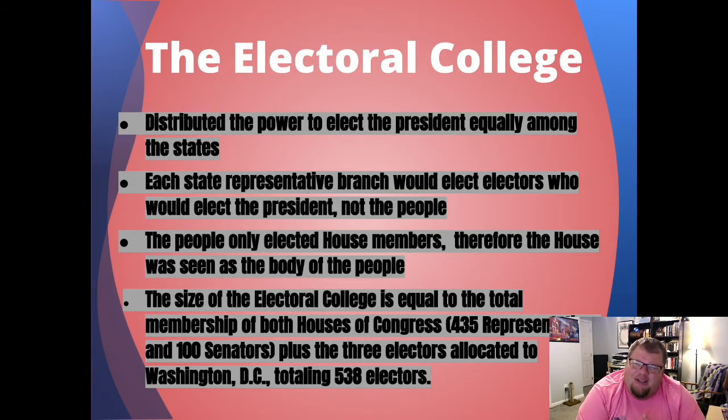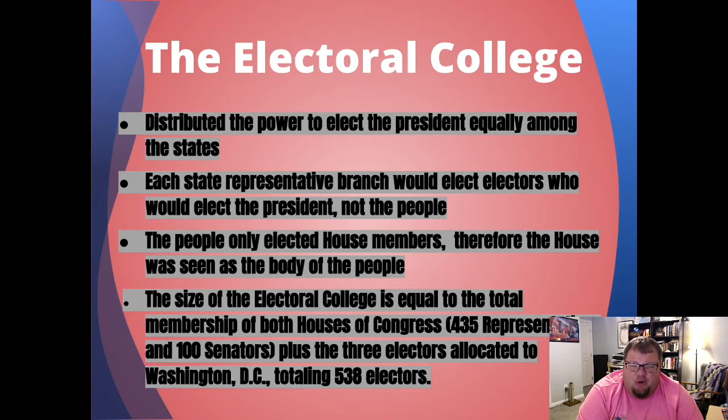And so what this did is distribute the power to elect the president equally among the states. Each state representative branch would elect electors who would elect the president, not the people. The people only elected House members. Therefore, the House was seen as the body of the people.